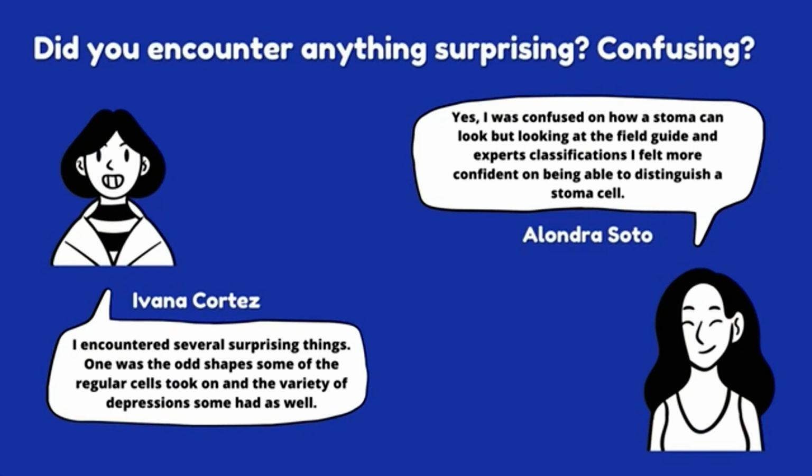I encountered several surprising things. One was the odd shape some of the regular cells took and the variety of depressions some of them had. Anissa and Alondra both said that they were confused on how stoma could look, but the field guide and expert classifications helped them feel more confident in being able to distinguish between the two of them.